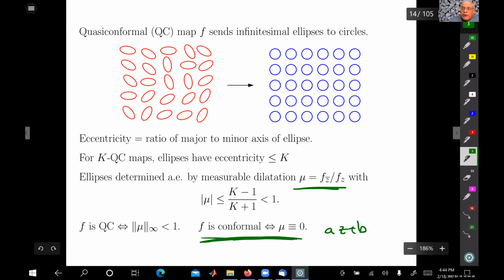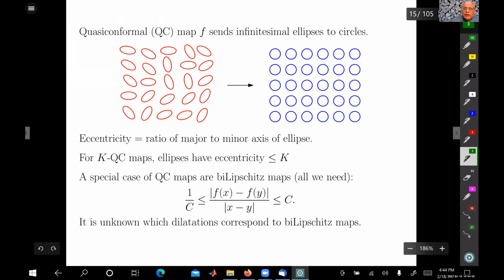And so somehow the size of this mu tells you how far away you are from just being a similarity, right? We will actually be more concerned with a certain special subclass of quasi-conformal maps. So we don't have to worry about things that are quite this general.